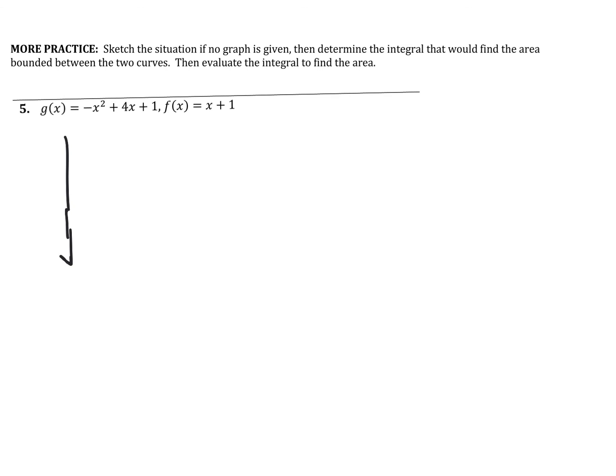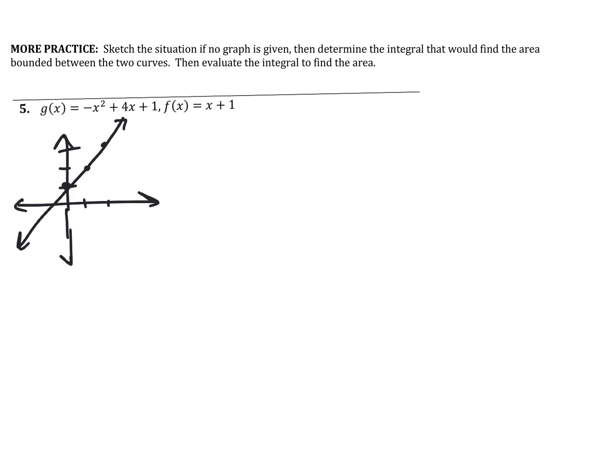So you shouldn't have any issues graphing this line. Y-intercept is 1, the slope is 1, so up 1 over 1, up 1 over 1, connecting.